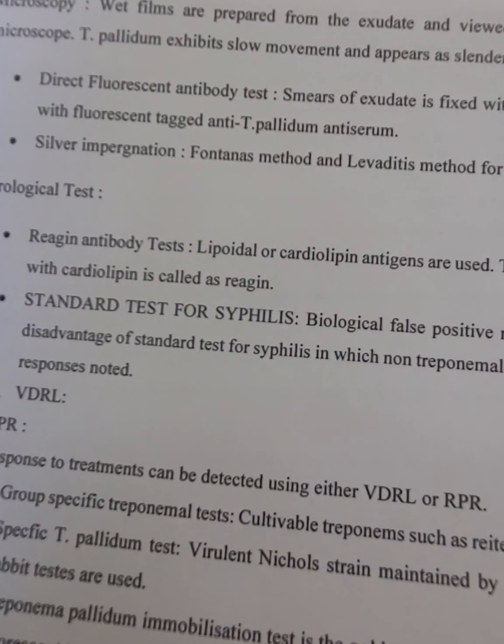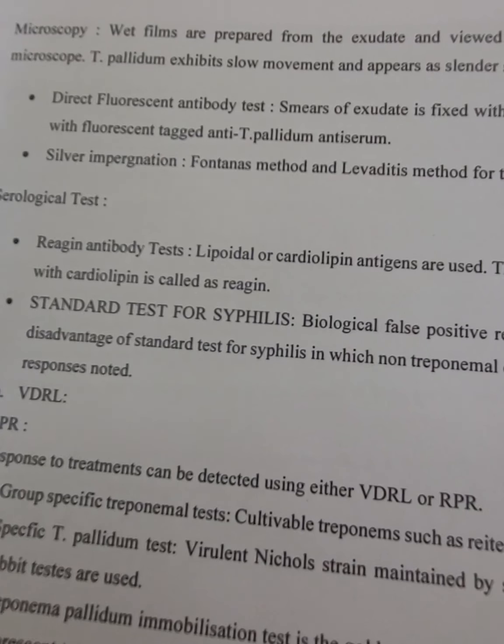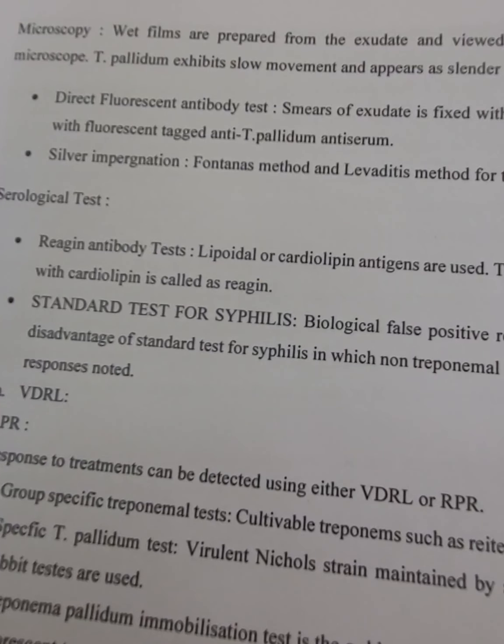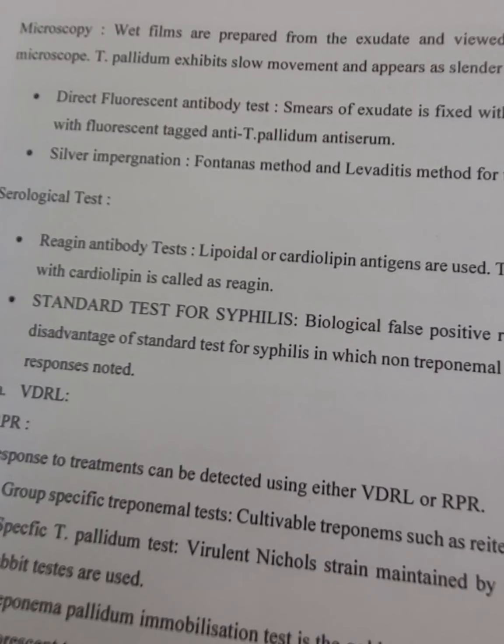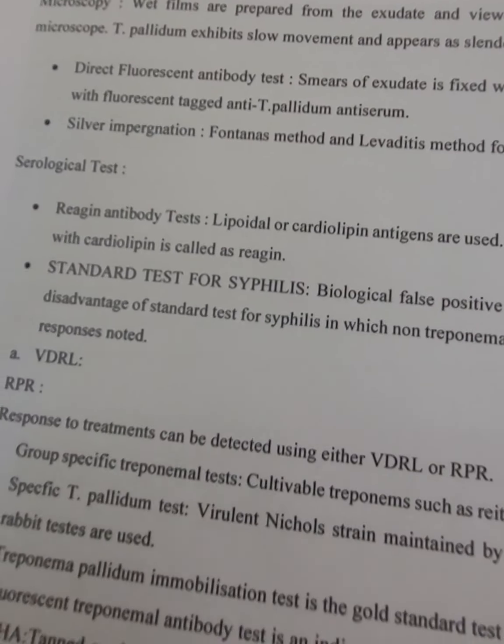Serological tests: reagin test for antibodies. Cardiolipin lecithin cholesterol is used. There are 3 standard tests for syphilis. VDRL, the long form of which is Venereal Disease Research Laboratory test, uses cardiolipin lecithin cholesterol as the antigen. Cardiolipin is a lipid extract of beef heart. The standard tests for syphilis are VDRL, Kahn's, and Wassermann's.